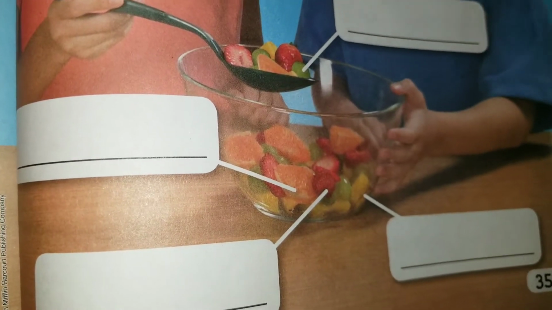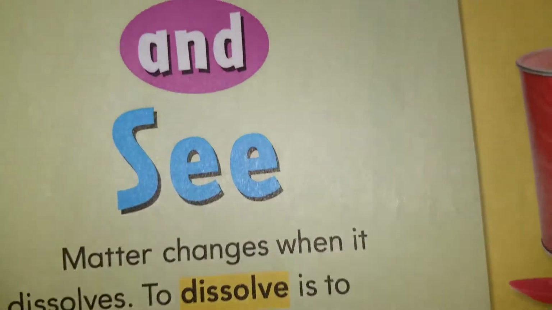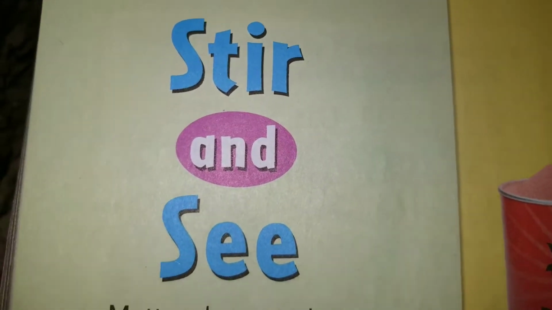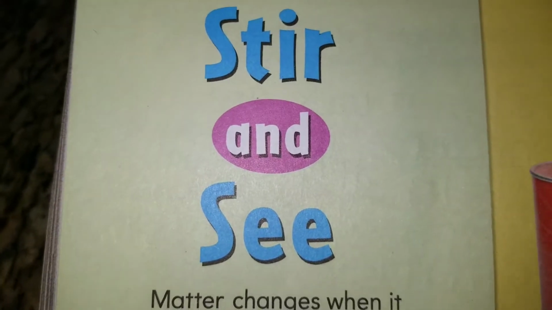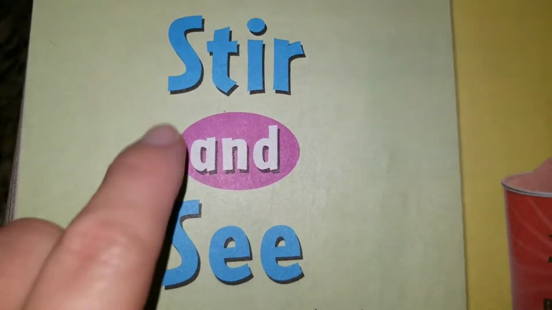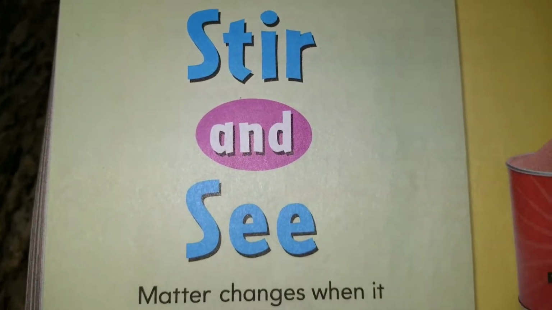Alright, boys and girls, don't forget to write the names of the fruits. And now we are continuing. We're going to continue over here with more mixing. But this is a different kind of mixing because now we are going to dissolve. And it says stir and see.